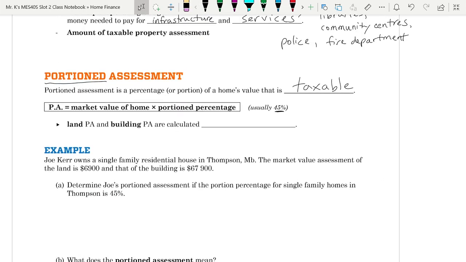There's a land portioned assessment and a building portioned assessment that are calculated separately. So in other words, they figure out a number based on how much your property's worth, and they figure out a number based on how much the buildings and houses and garages and whatever else you have on your property are worth.